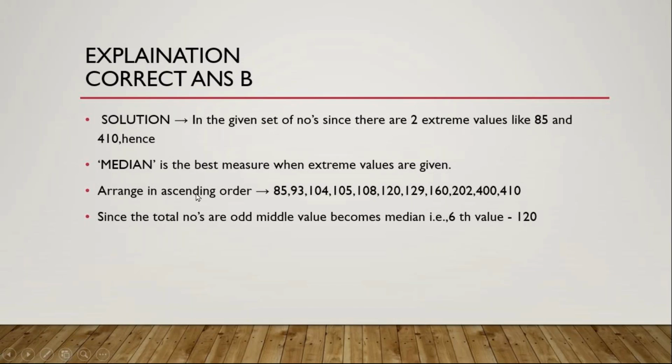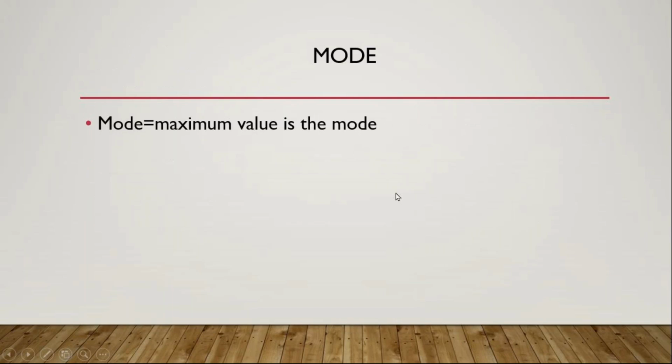Median 120. Yes, so arrange in ascending order. Count the number of observations: 1, 2, 3, 4, 5, 6, 7, 8, 9, 10, 11. So it is an odd number, so the middle value will be taken. So it is 120. Mode is the number that has occurred the maximum number of times.